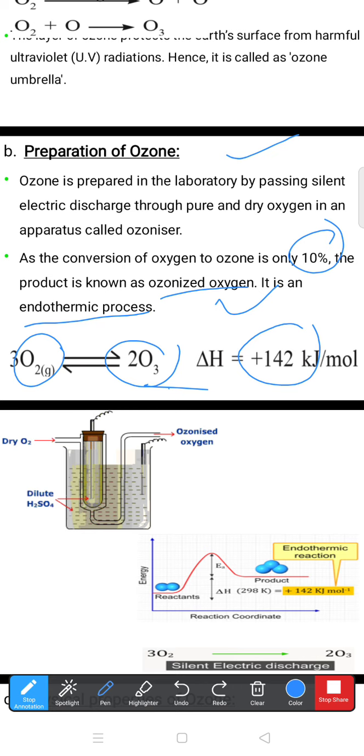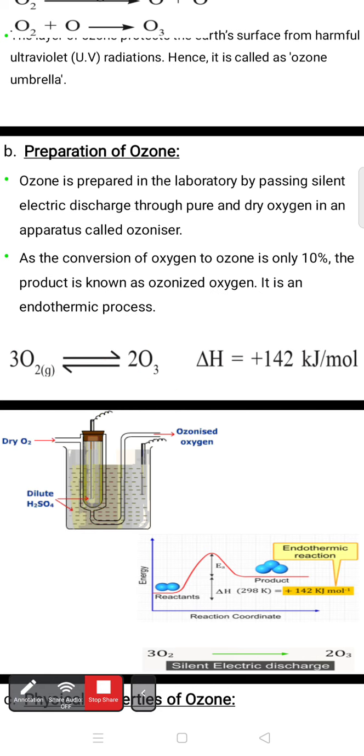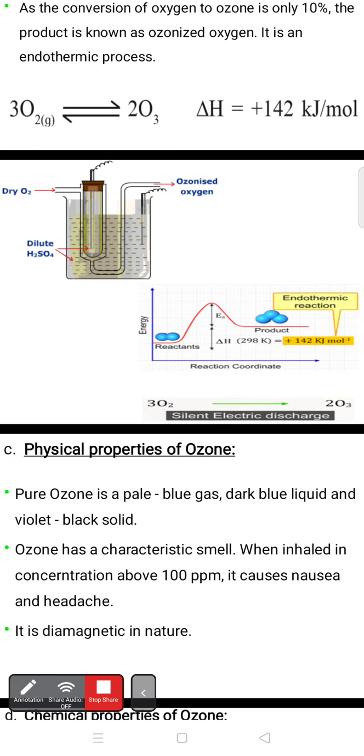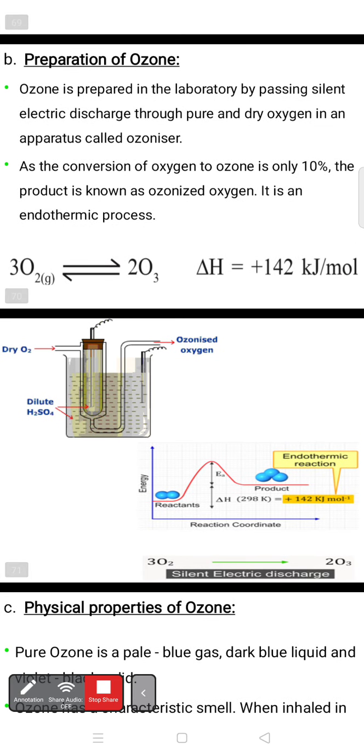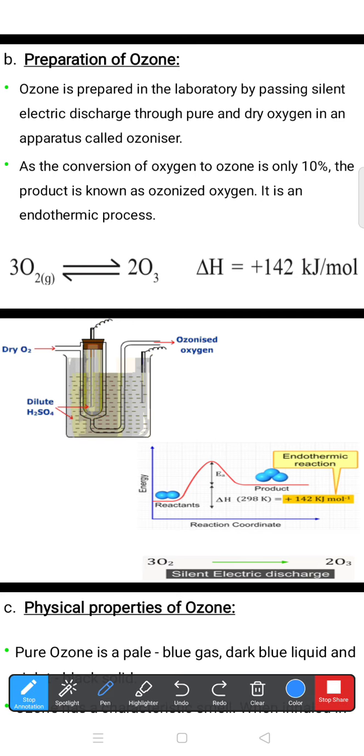That is an endothermic type of reaction. Here is how it can be performed. In this assembly, you can see dry oxygen being passed through. Later, in the presence of dilute sulfuric acid, we can perform this reaction, and ozonide oxygen is liberated here, as you can see. Below this, a graph shows how it is endothermic.